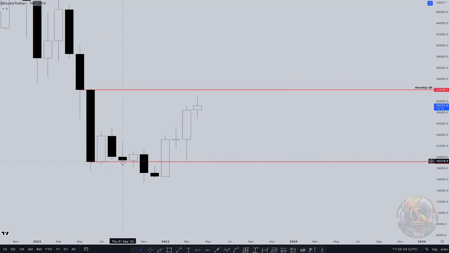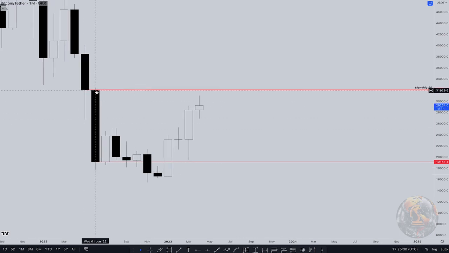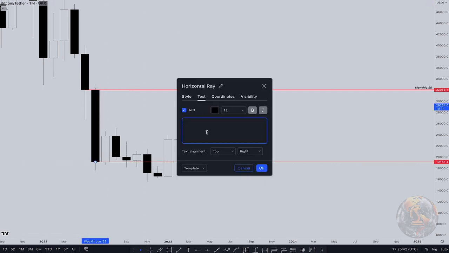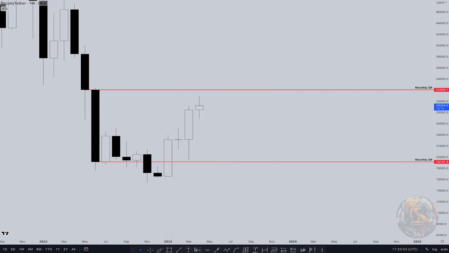Even though this doesn't close right on the line, you have to use a bit of discretion here. Don't be like, in huge monthly candles, these minor differences of price are not significant. This is a $200 difference of price on Bitcoin. That is a valid level, okay? So that's also considered a strong monthly SR. Looking below, see another one.